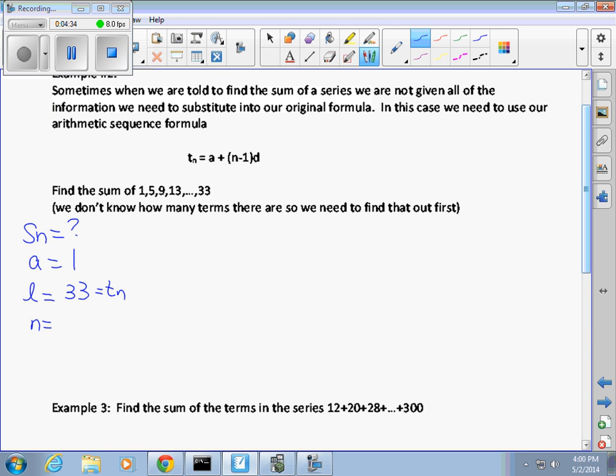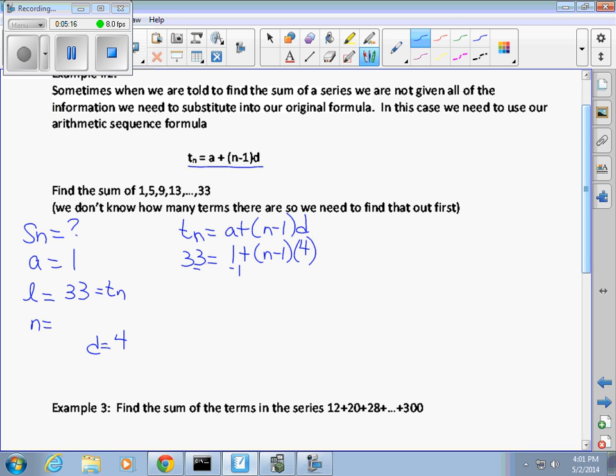So if we have our Tn and we have our A, we don't know how many terms there are, but we could find what D is. We can, by looking at this, figure out D. So remember, it's term 2 minus term 1, so 5 take away 1 is 4. So if I have my A, my Tn, my D, then I can find out how many terms there are by using my term formula. So my nth term was 33, my first term was 1, I don't know how many terms I have, but I know I have a common difference of 4.